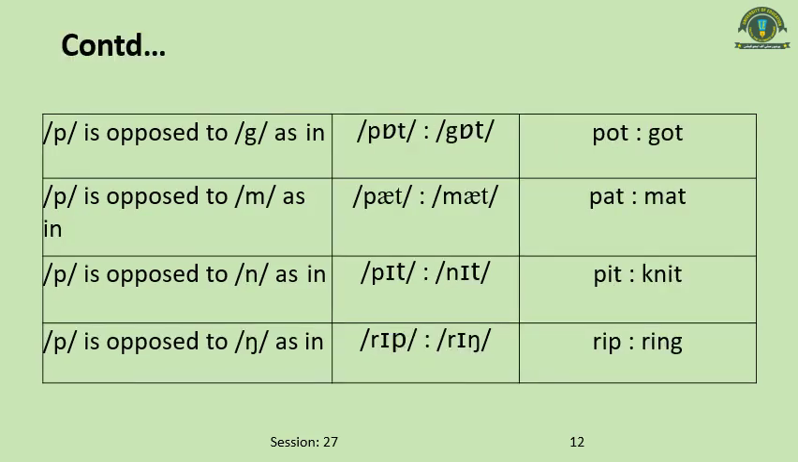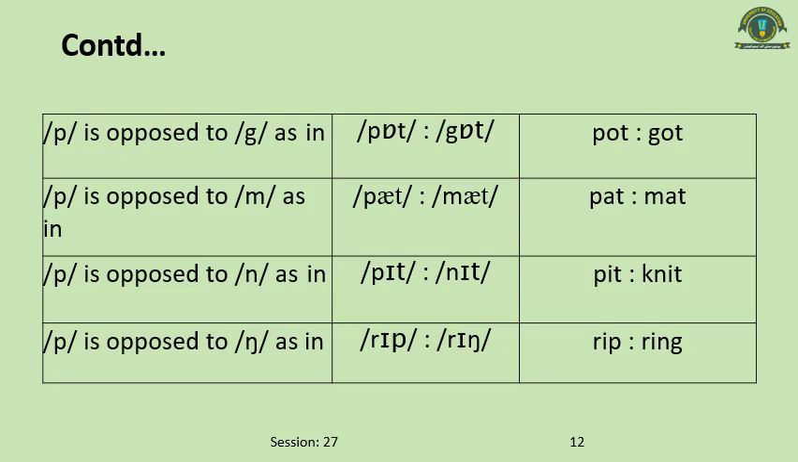Our next example is /p/ as opposed to /g/, as in pot and got. /p/ or /t/, pot; /g/ or /t/, got. Look at the spellings: P-O-T, pot; G-O-T, got. The next is /p/ as opposed to /m/, as in pat and mat. /p/, a, t, pat. /m/, a, t, mat. Look at the spellings now.